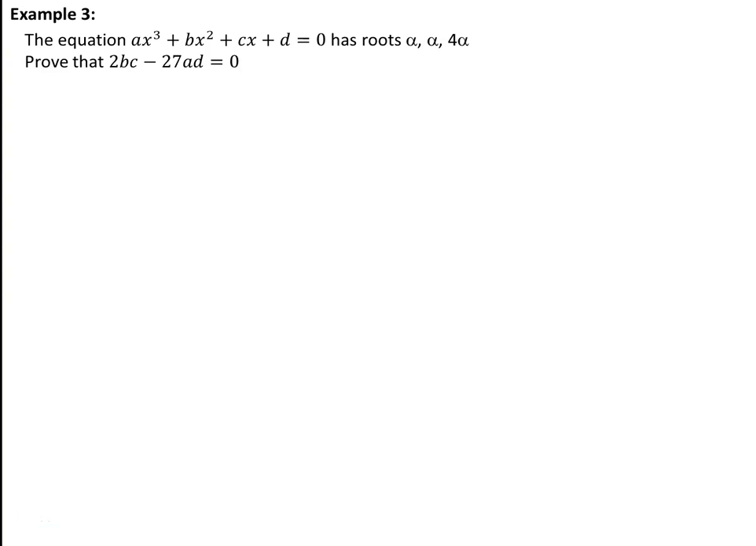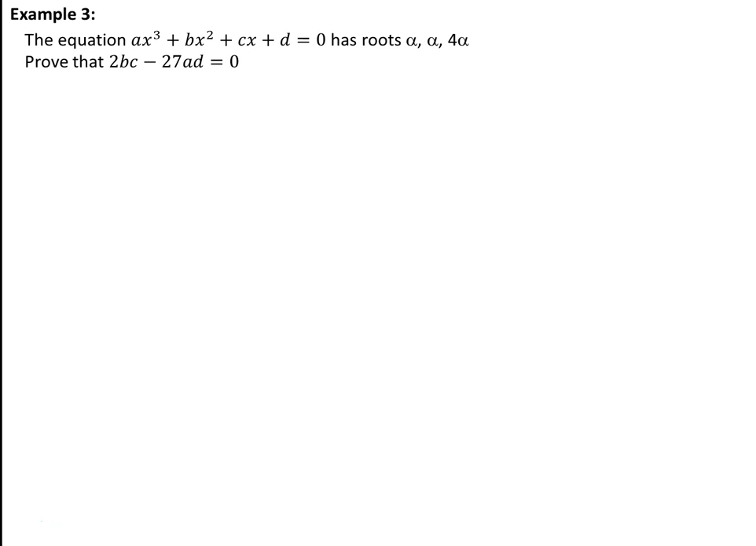For our final example, we have the equation ax cubed plus bx squared plus cx plus d equals 0, which we are told has roots of alpha, alpha and 4 alpha. And we have to prove that 2bc minus 27ad has to equal 0.